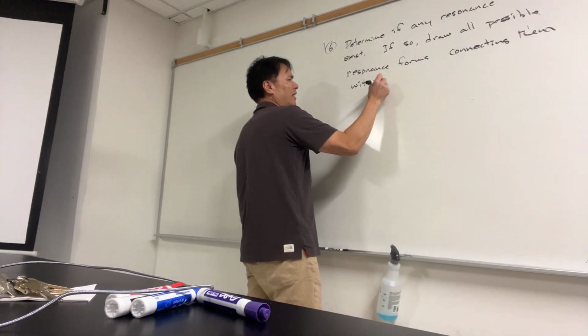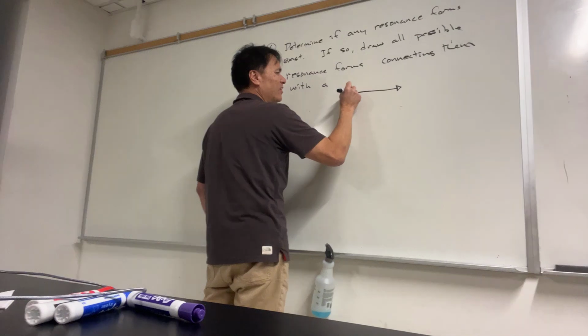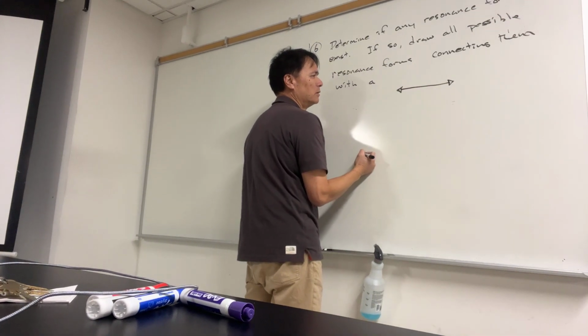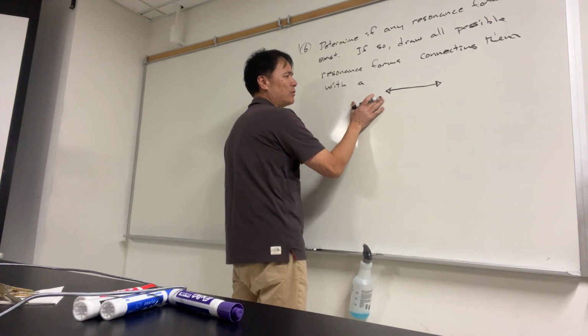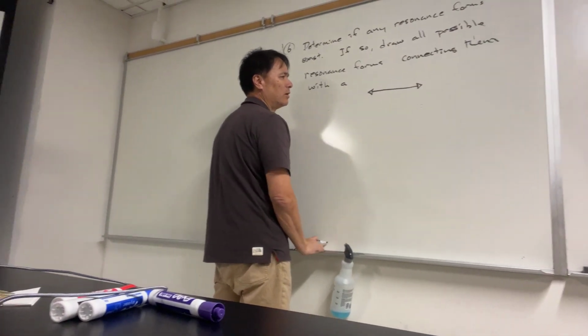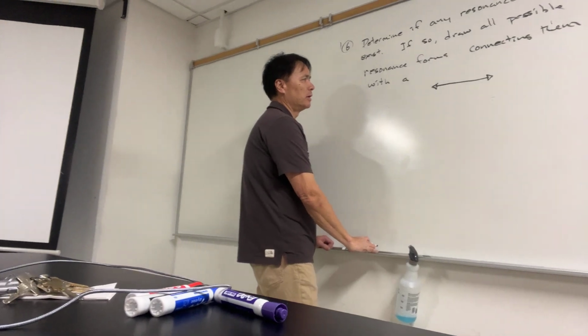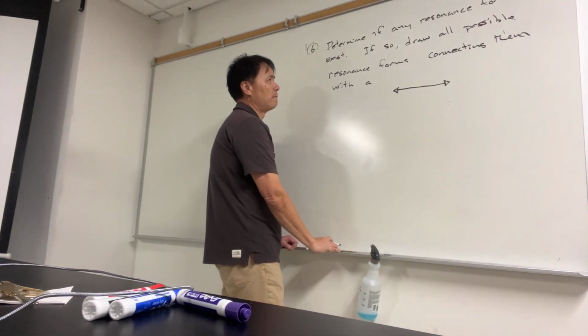with a double-headed arrow. Double-headed arrows are reserved for resonance forms. So let's say I have a resonance form here on the left, I'll connect it to a resonance form here on the right using a double-headed arrow, and just keep connecting them with double-headed arrows, depending on how many resonance forms I have.